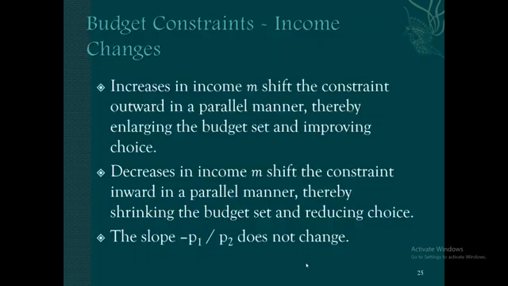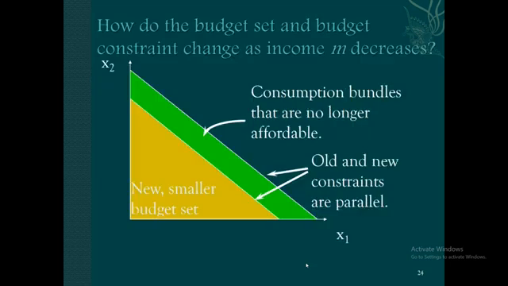Okay, so an increase in M shifts the constraint outward in a parallel manner, thereby enlarging the budget set and improving the choice. A decrease in income M shifts the constraint inward in a parallel manner, thereby shrinking the budget set and reducing the choice. This is what this is showing. Earlier, your green line was your original one, and now the income has reduced. Therefore, you are at a smaller, new level of affordability. That is, your income has shrunk in this case.